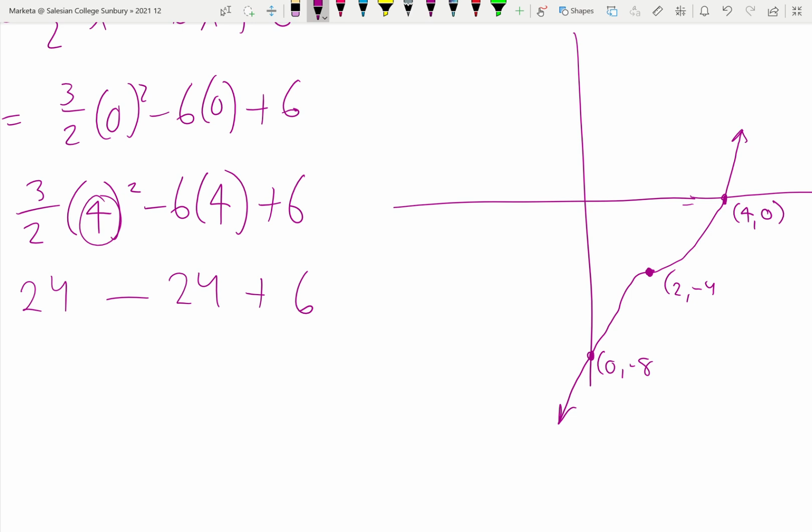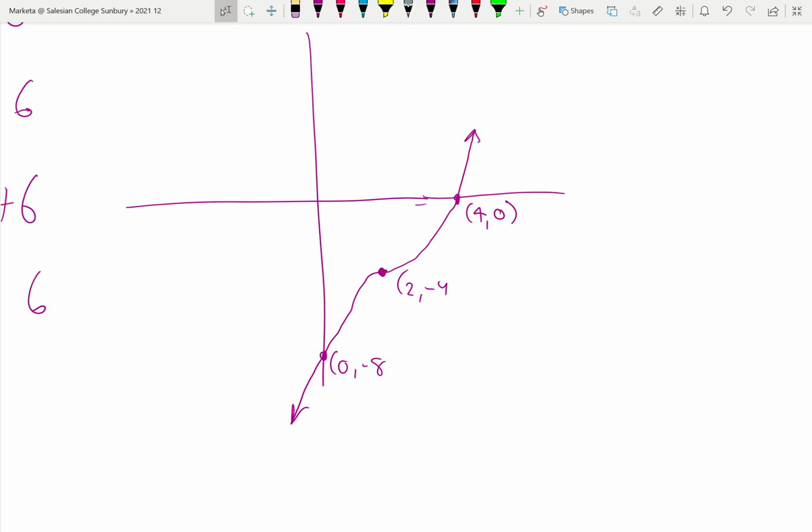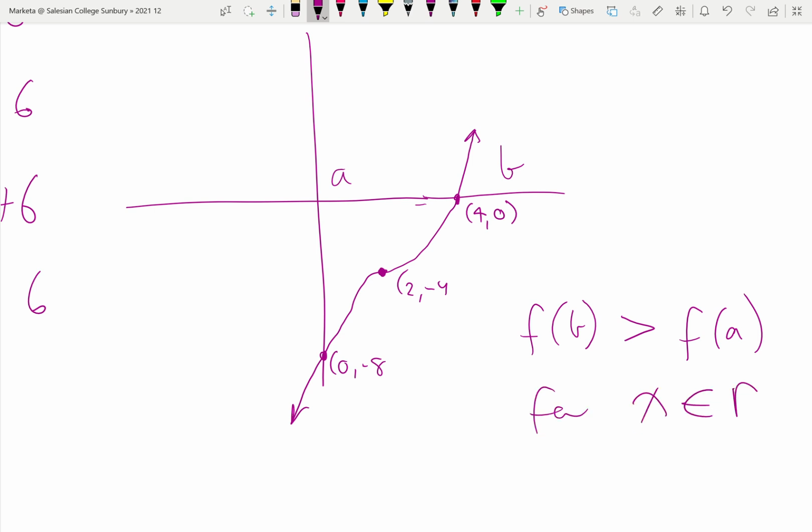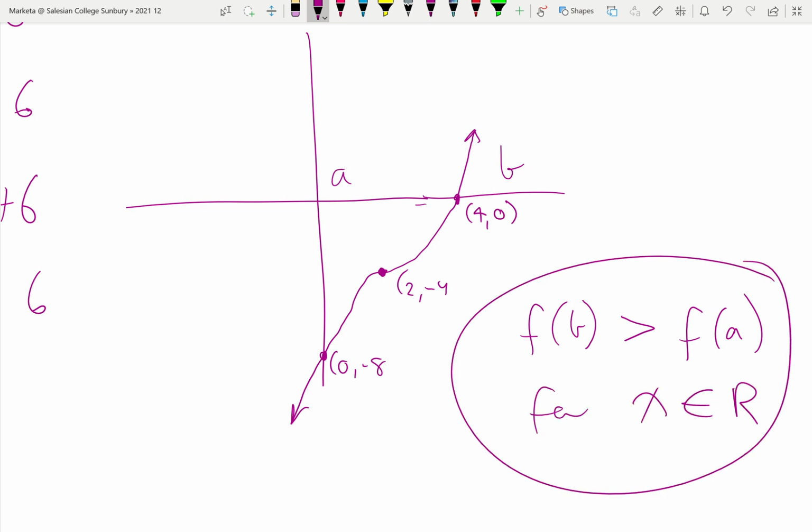Now it does also ask us about the strictly increasing. I remember writing that there. So strictly increasing means that your f of b value is larger than f of a. b is the value further along and a is the value more to the left. So your y value is larger than if you sub in the value of a, for all the x values possible. So it's for x is an element of R. So that would be our answer for part B.